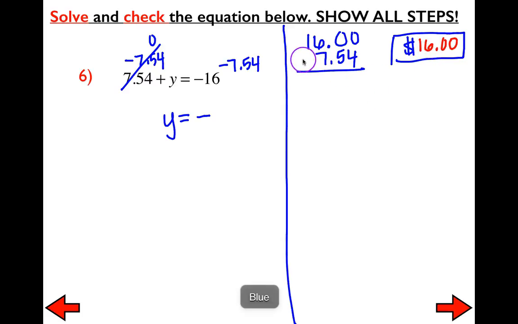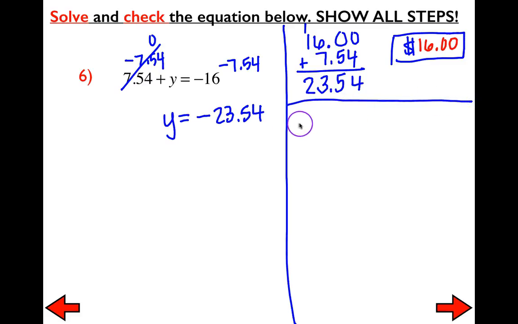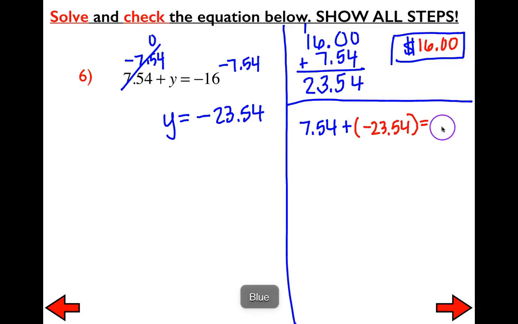So real quick, going back to this problem, let's add how many negatives we would have altogether. We would have a total of 23 and 54 hundredths. So my solution is y equals negative 23 and 54 hundredths. But before I can state that, let's check to see if this answer is correct. So I'm going to put 7 and 54 hundredths plus, instead of y, let's plug in the value that we got, negative 23 and 54 hundredths, equals, it's supposed to equal negative 16.